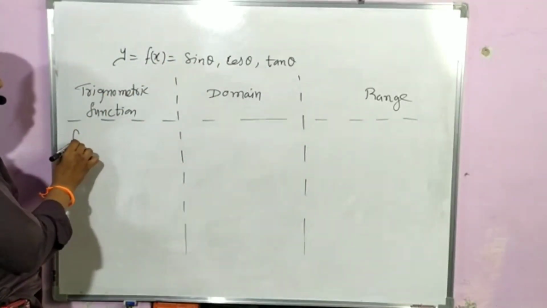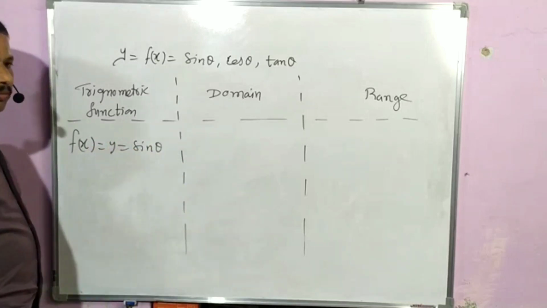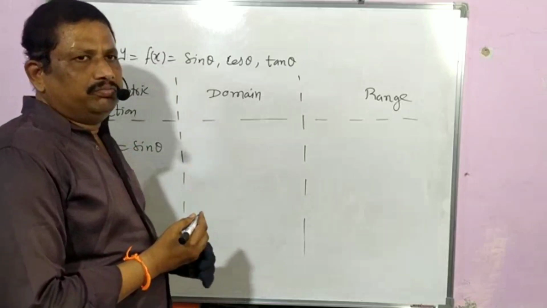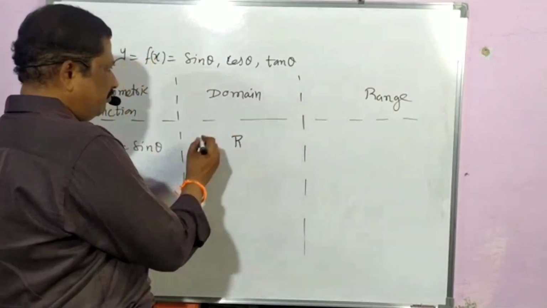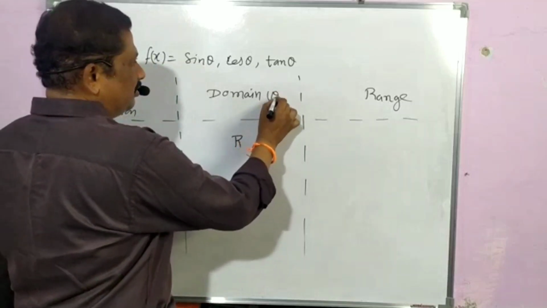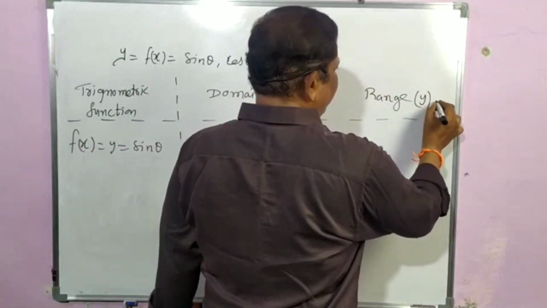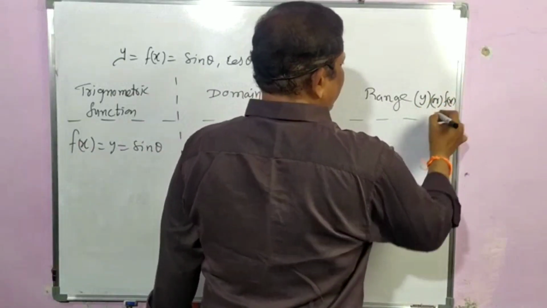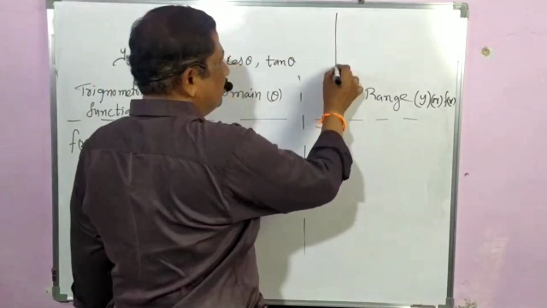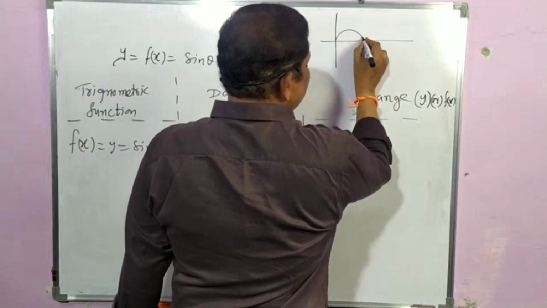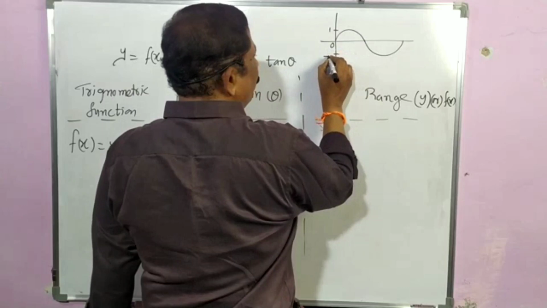First, if we take the trigonometric function sine, y = f(x) = sin θ, for the domain you can take any real value for θ. Any value you take, you will get the range y. So what is the range? Graphically the sine wave goes between 1 and minus 1.